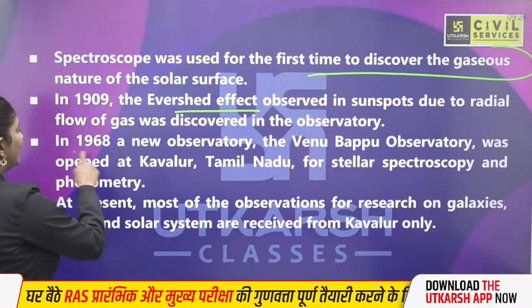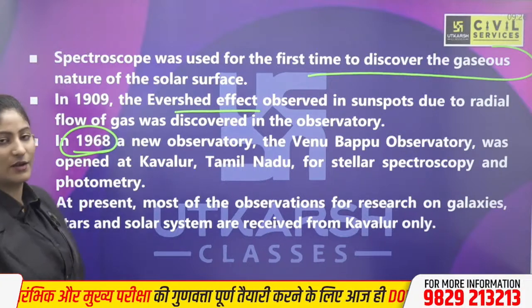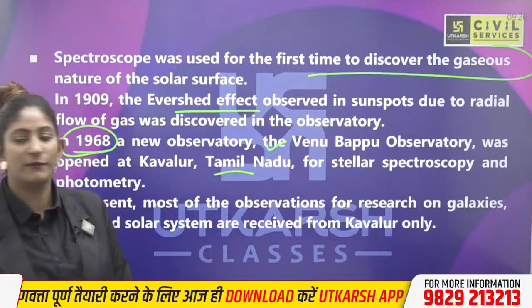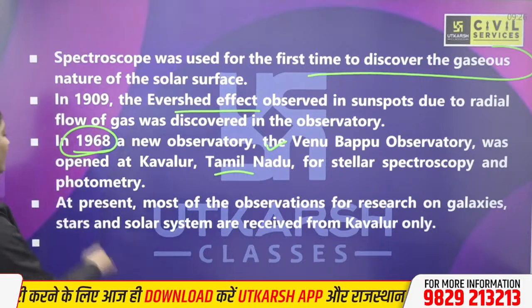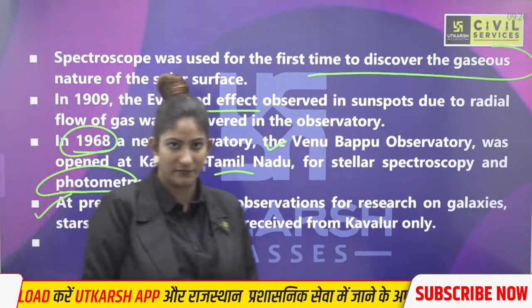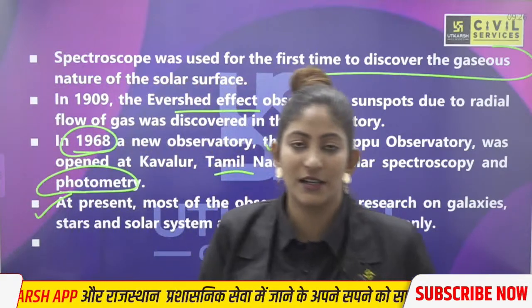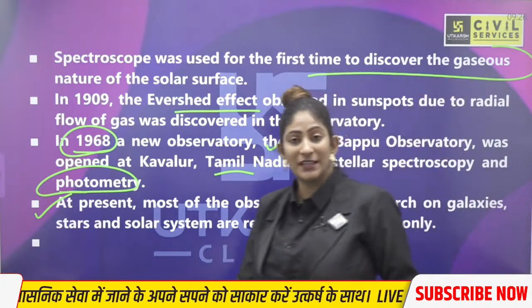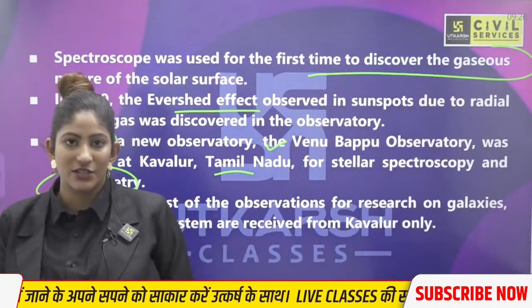Okay, so in 1968 a new observatory was developed by the name of Venu Bapu Observatory in Tamil Nadu for stellar spectroscopy and photometry as well. Now at present, most of the observations that are done on the galaxies, the stars, are done from the data of here only. You must be thinking, so much data was generated.